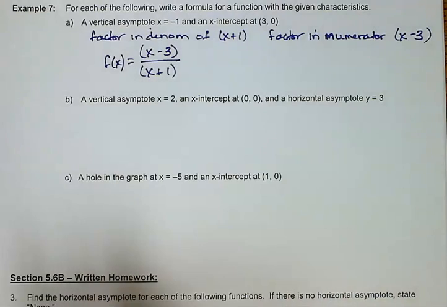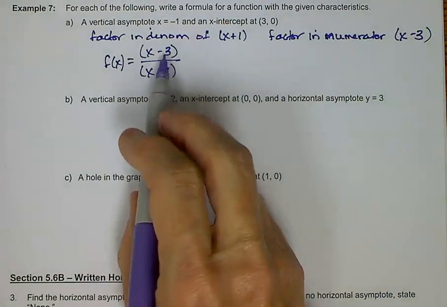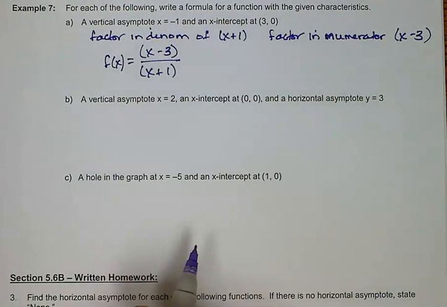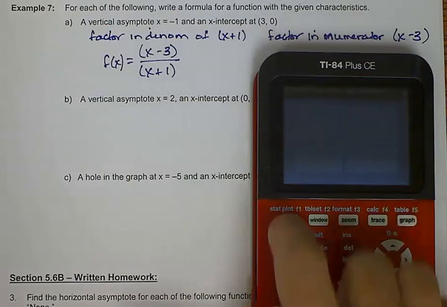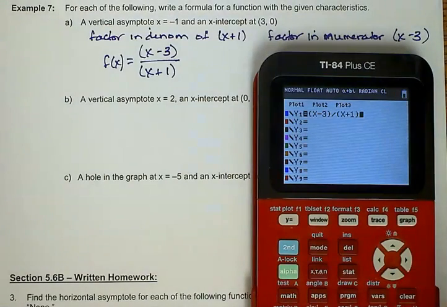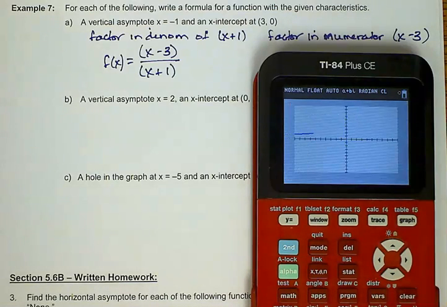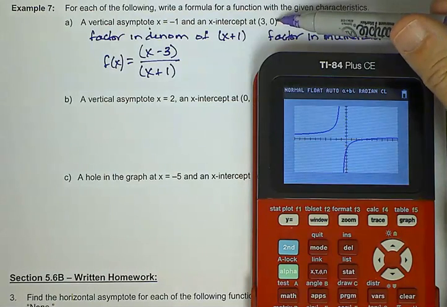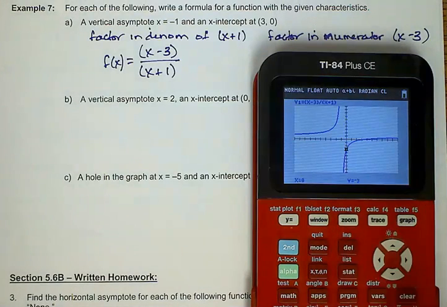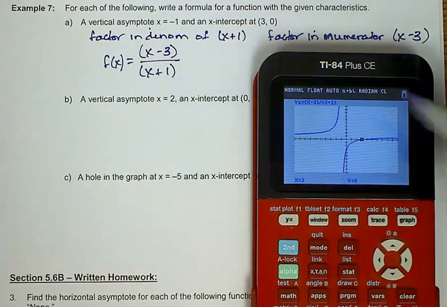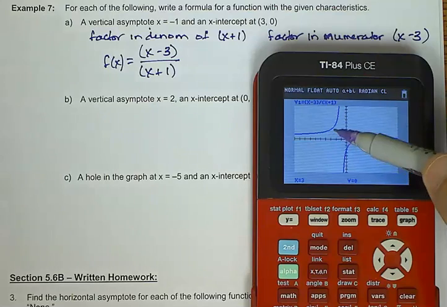There could be lots of other variations of this, but this is one that would work and would give us those two conditions. And we could check this by graphing the function that we came up with. If I graph this function, I should see those two things that I was looking for. I can check and make sure that there's an x-intercept at 3 by using the trace. So that works.